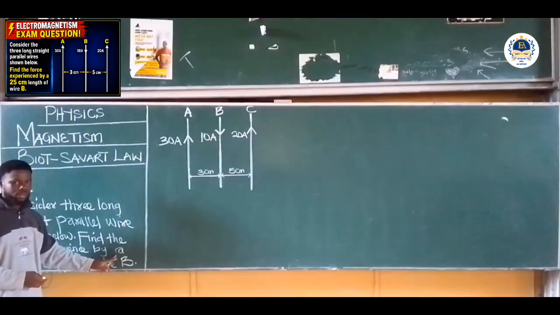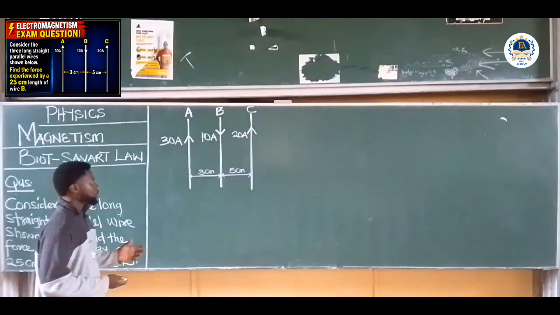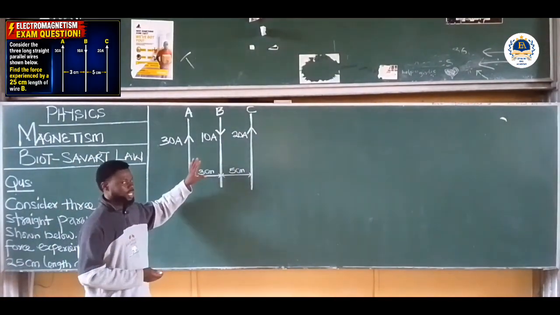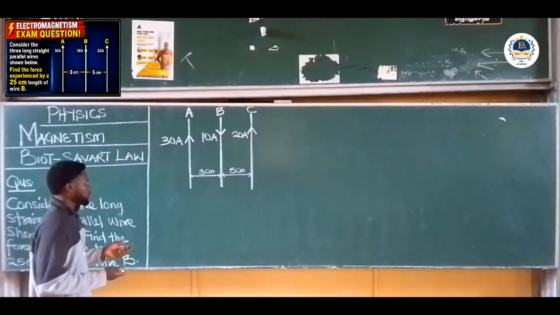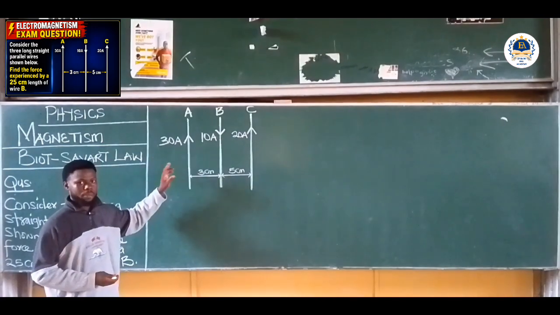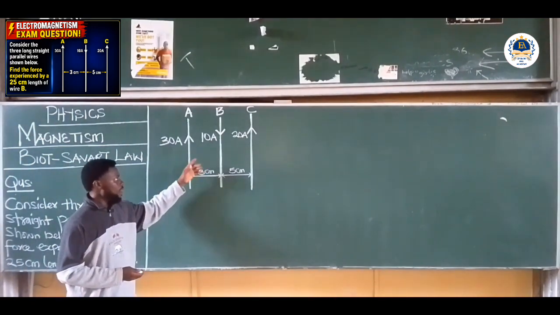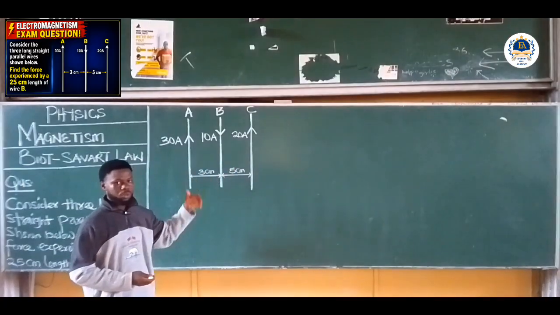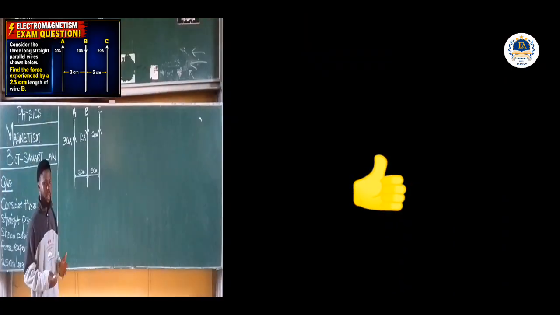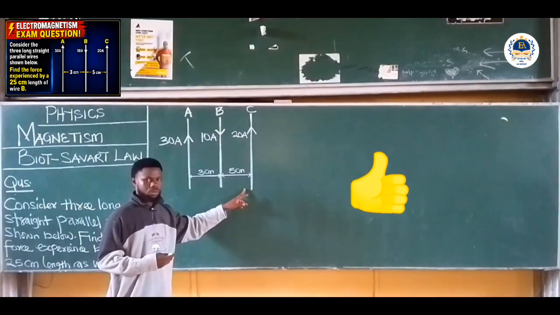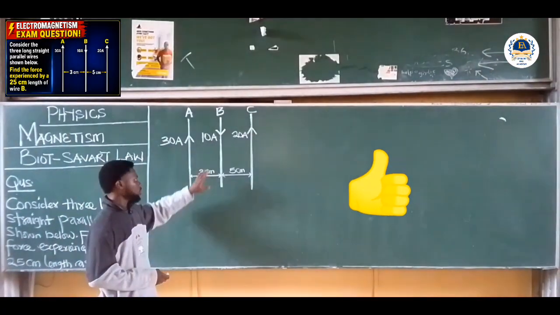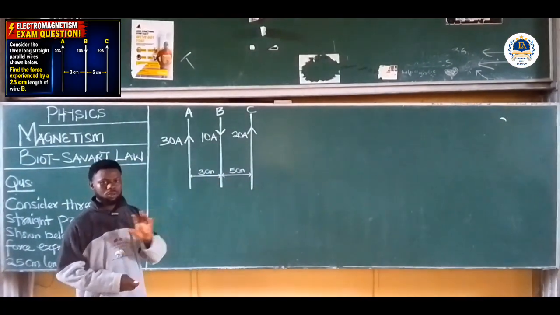That is to say, wire B is our area of focus or interest because it is isolated. Wire B is isolated, meaning that wire A will produce a magnetic field at B, and wire C will also produce a magnetic field at wire B. Then these two magnetic fields would combine to produce a net magnetic field on wire B. So just take note of the concept.